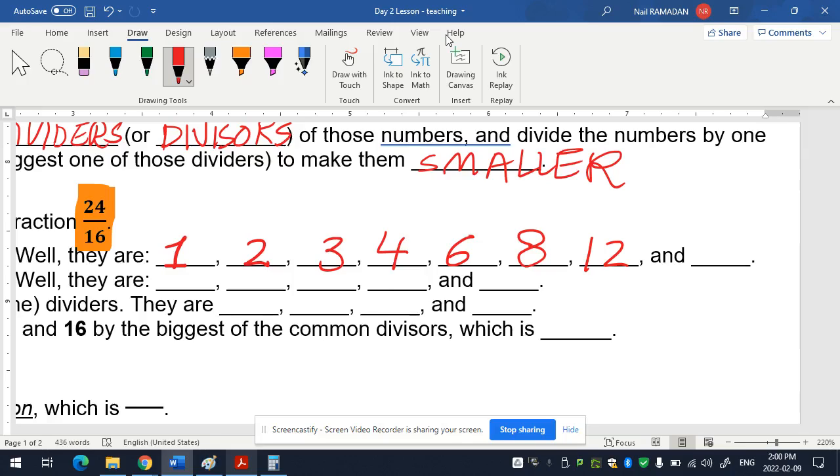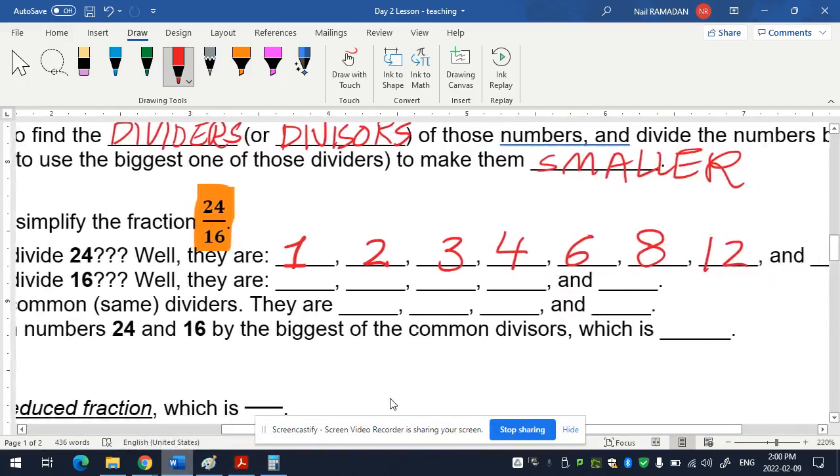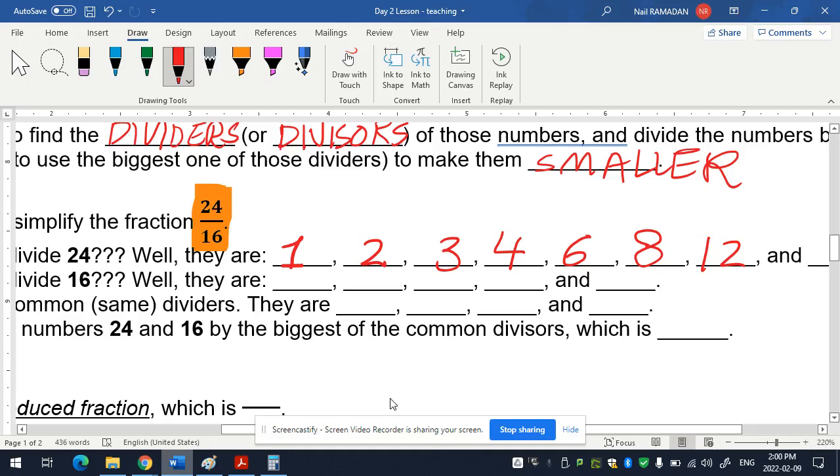Good. All right. Now let's look at which number? The 16. Again, what number do you start the list with all the time? 1. All numbers must have 1 as a first divisor.